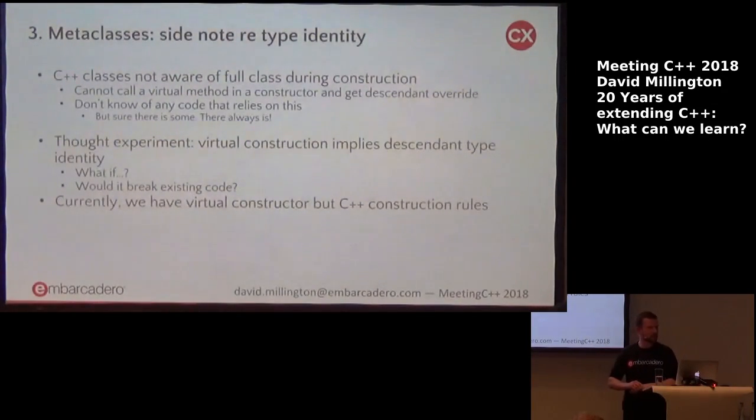Just some kind of side note. There's a thought experiment here, or something that people have asked me about in the past discussing this. C++ classes, when you normally create them, when you normally invoke a constructor, aren't aware of their full type during construction. This is what leads to the rule, don't call a virtual method in your constructor. And the reason for that is that the type isn't fully defined. But a thought experiment is that virtual construction implies something different. And now we actually don't implement that. We follow the C++ construction rules, but it is an interesting side note of something that could be interesting.